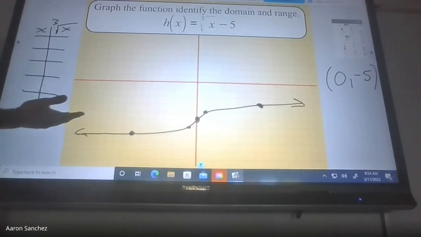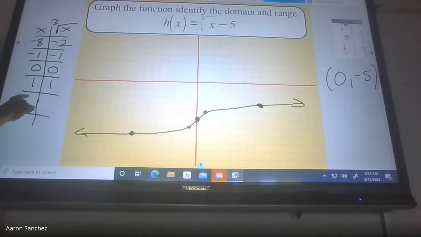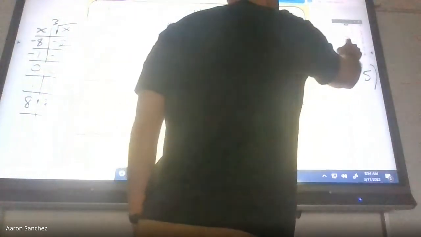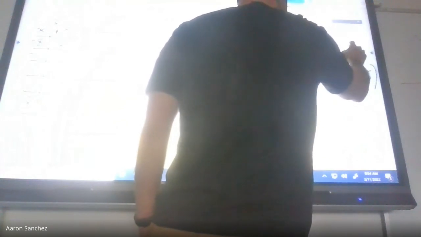However, if I did a regular one without the -5, I'd plug in -8. If x is -8, I get the cube root of it, I get -2, right? Because -2 times -2 times -2 is -8. If I get -1, the cube root of -1 is -1, because -1 times -1 times -1 is -1. 0, 0, 1, 1, and 8, 2. Right? You guys with me? Sorry, I did not make that mistake on purpose, but it's good that I did because I could see that you're paying attention. Where's my eraser?